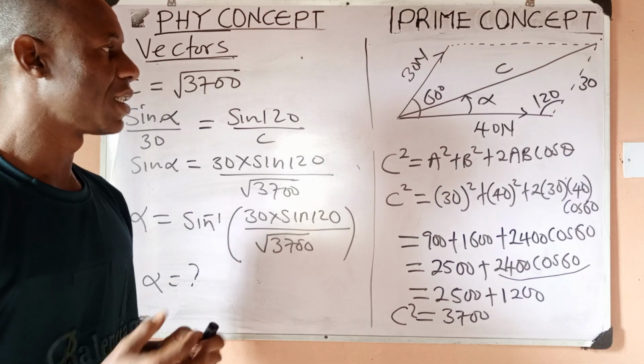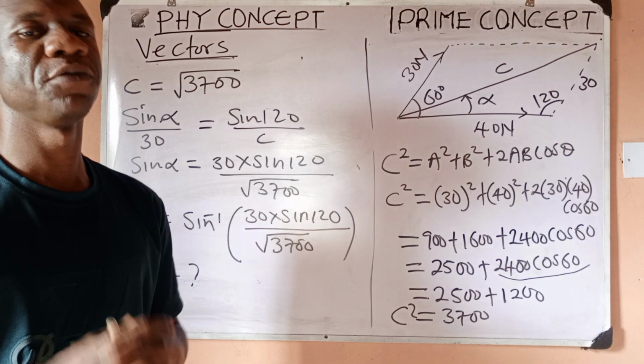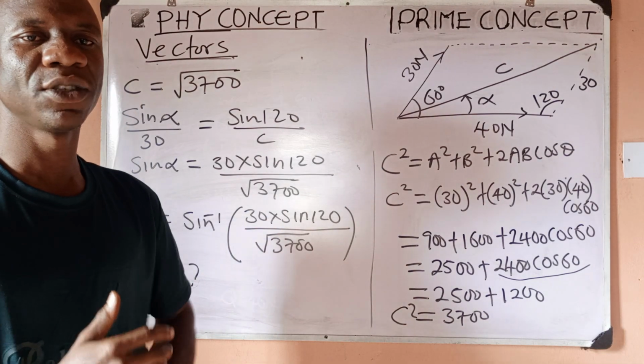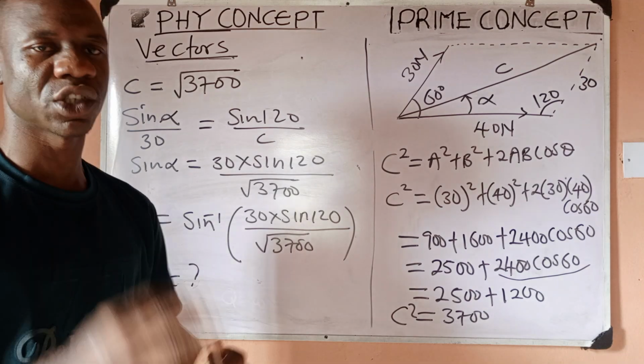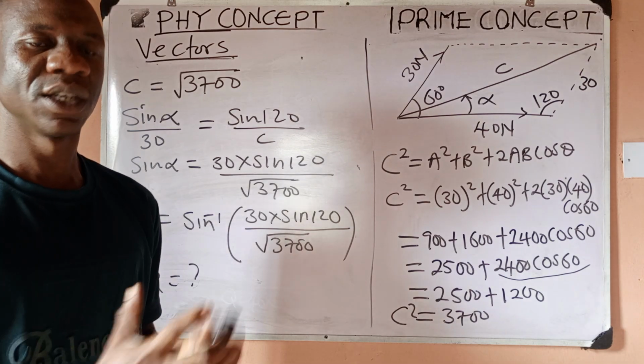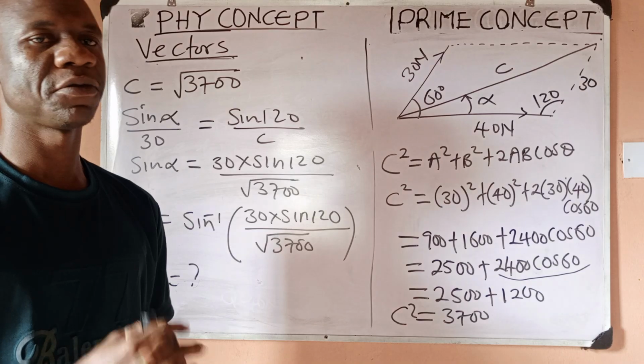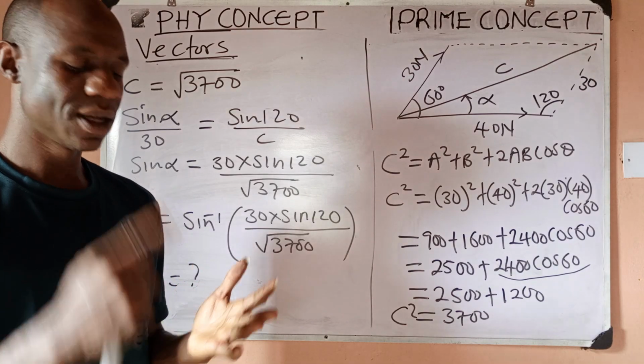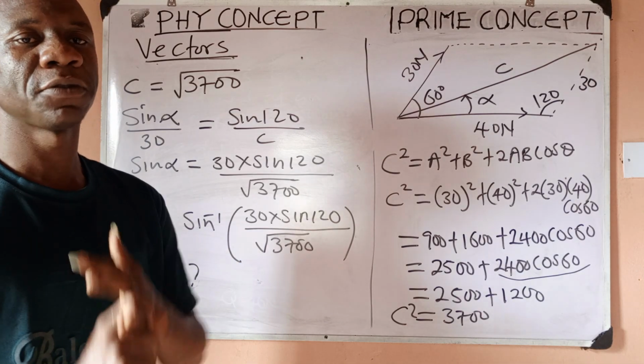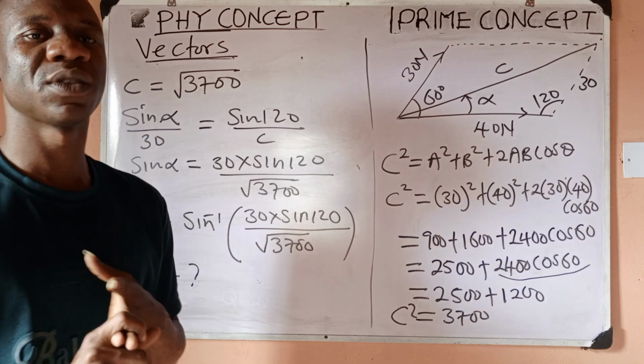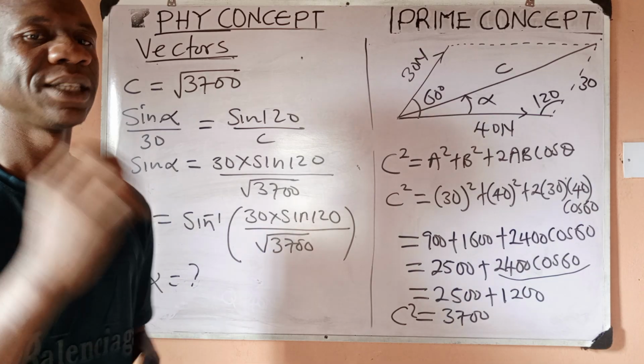So with this, we have come to the end of this part of the video. In my next video, I'll be analyzing resolution of vectors, after which we'll get into multiplication of vectors. We've done vector addition. Next, we'll look at how to resolve vectors. Then next, we'll look at multiplication of vectors. That becomes the end of vectors.